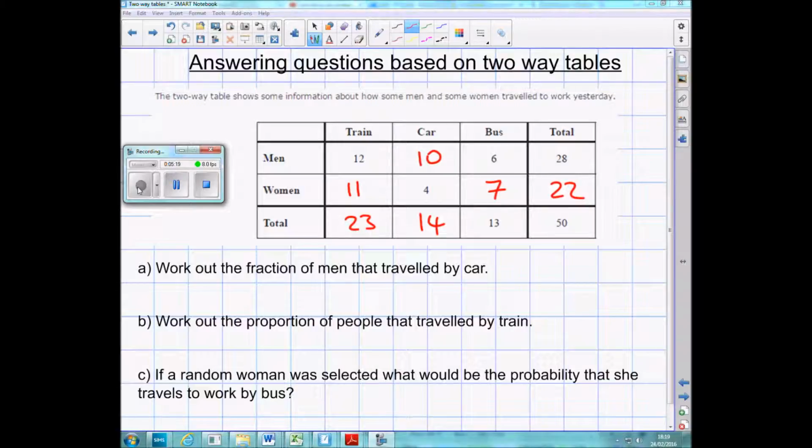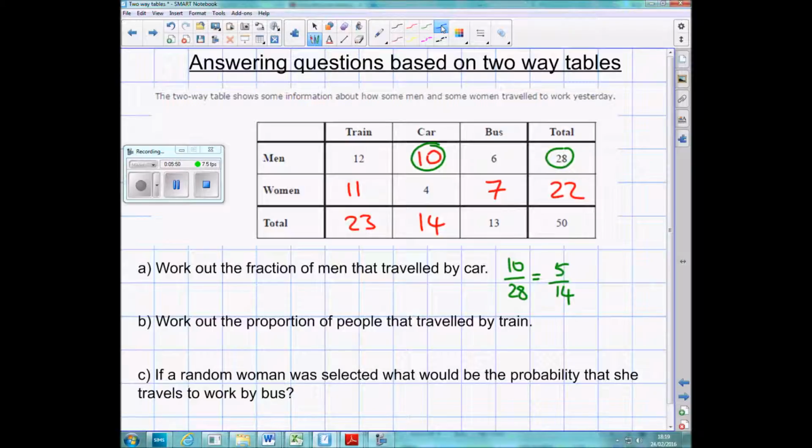So now I'm asked to work out the fraction of men that travel by car. So I'm going to identify that there are 28 men, 10 of them travel by car, so the fraction will be 10 out of 28. Okay, remember to simplify this, divide them both by 2, 5 over 14. Okay, so work out the proportion of people that travel by train. Remember, you've got the choice now of doing a fraction or percentage. I think the fraction is probably one of the easiest ones to do.